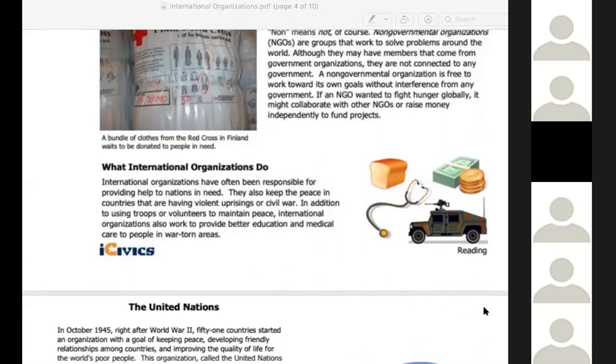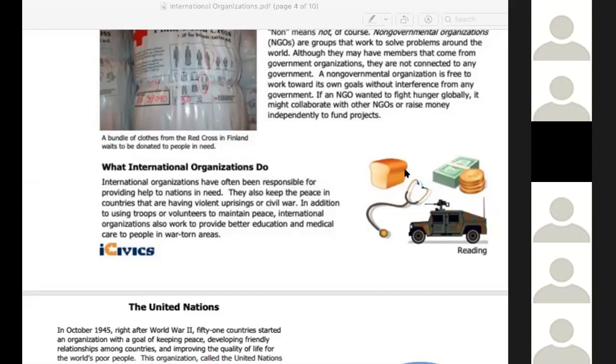What international organizations do. International organizations have often been responsible for providing help to nations in need. They also keep peace in countries that are having violent uprisings or civil war. In addition to using troops or volunteers to maintain peace, international organizations also work to provide better education and medical care to people in war-torn areas.